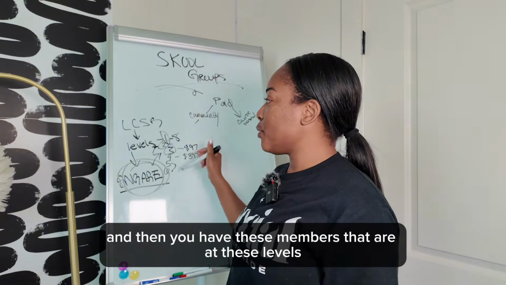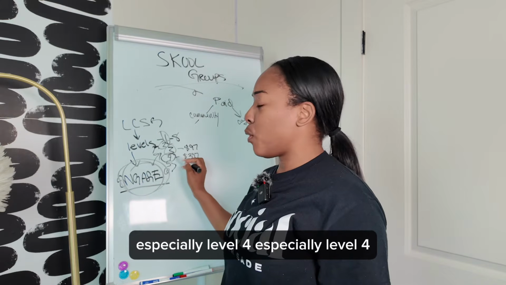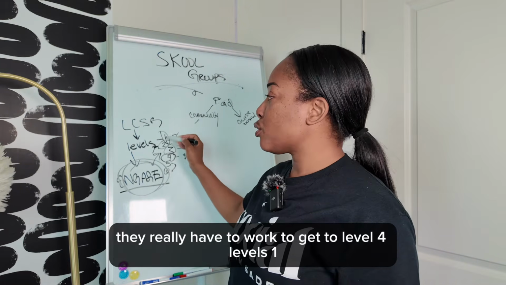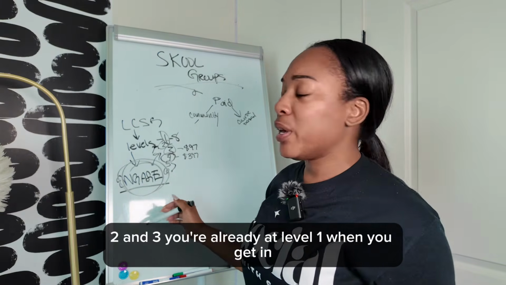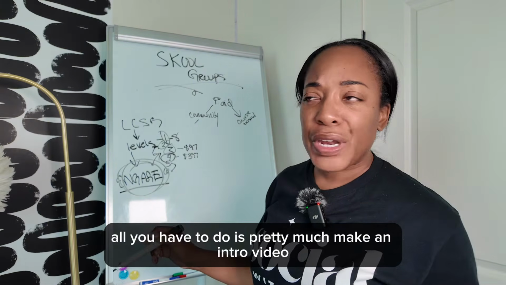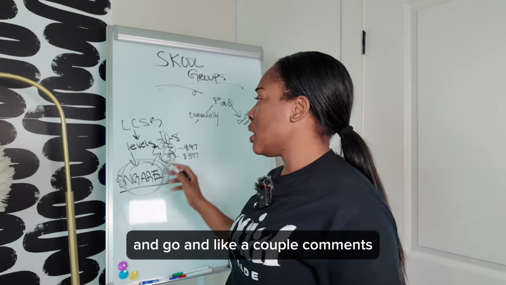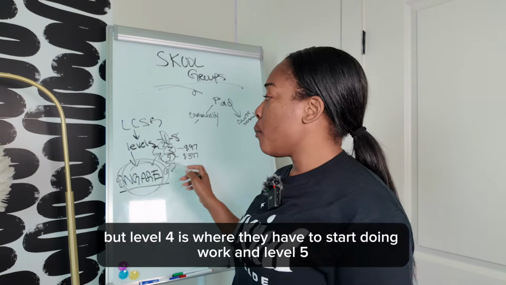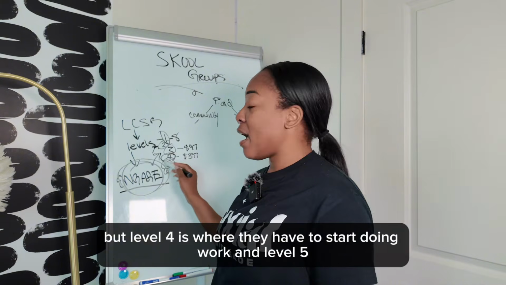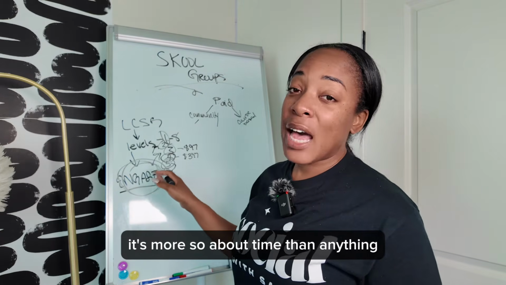And then you have these members that are at these levels, especially level 4. They really have to work to get to level 4. Levels 1, 2, and 3, you're already at level 1 when you get in. Level 2 is super easy to get into. All you have to do is pretty much make an intro video and go and like a couple comments. Level 3 is a little bit more work, but level 4 is where they have to start doing work. And level 5 is more so about time than anything.